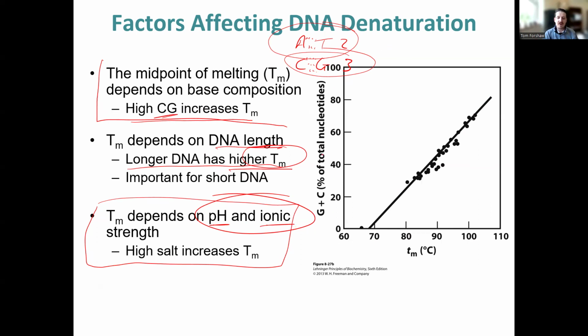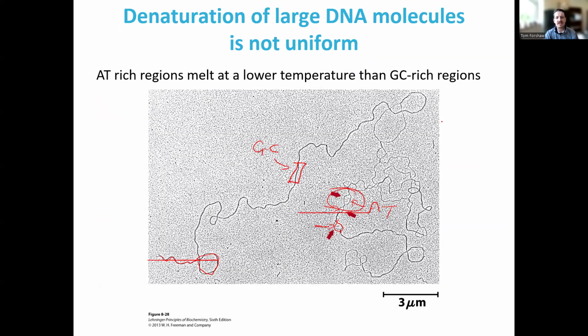For instance, in this graph here, as the GC increases, so does the melting point. And like I said, this is what it looks like. Double-stranded regions, when you apply heat, are probably GC rich. Bits that have started to break apart are probably AT rich.